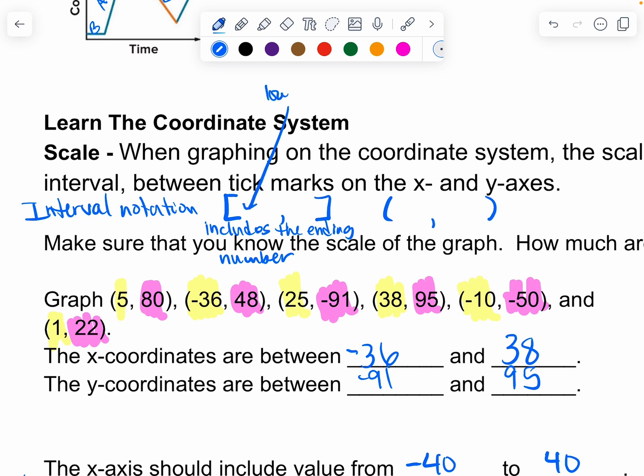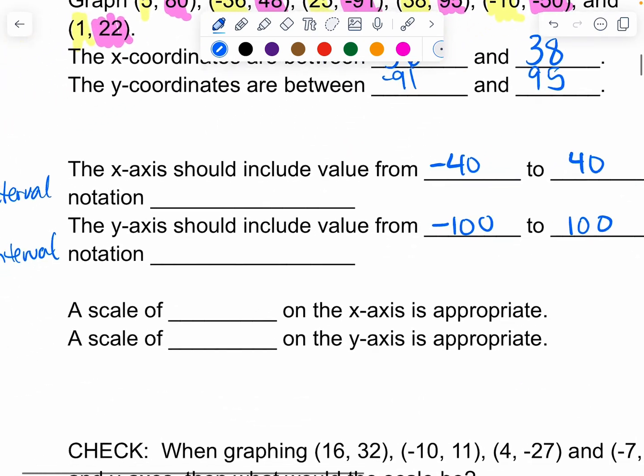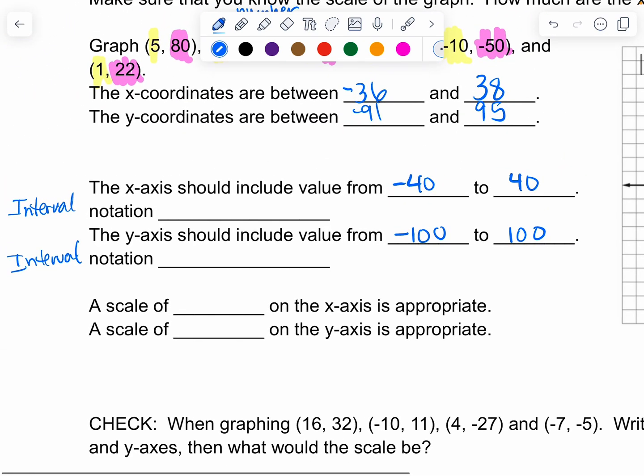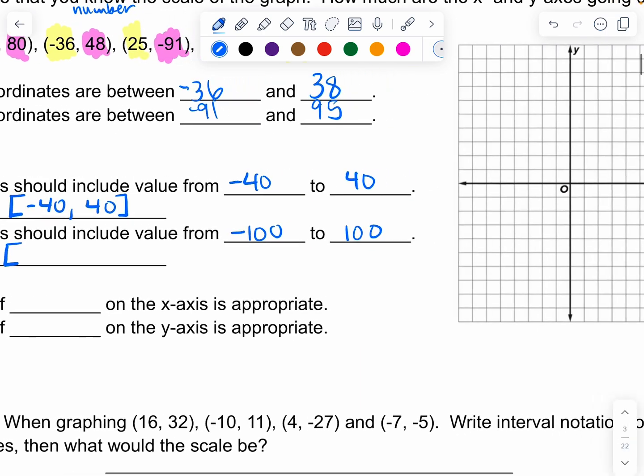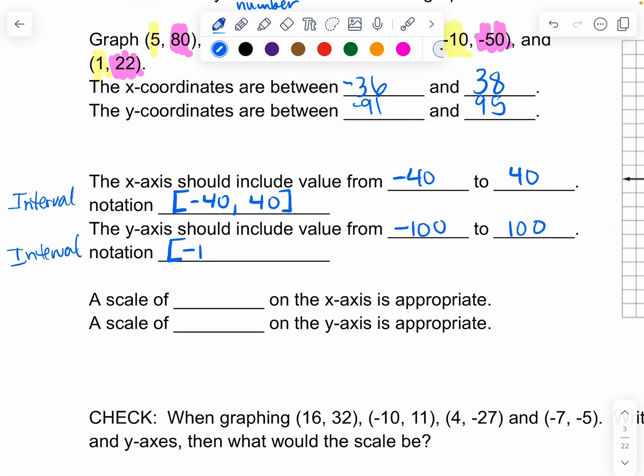This is the lowest number. This is the highest. Okay. So if I'm looking at this interval right here, we're going from negative 40 to 40. So what's happening is I make this bracket, I write down the lowest number, then I write the highest number. Okay, so for this interval notation, I write the lowest number and the highest number.